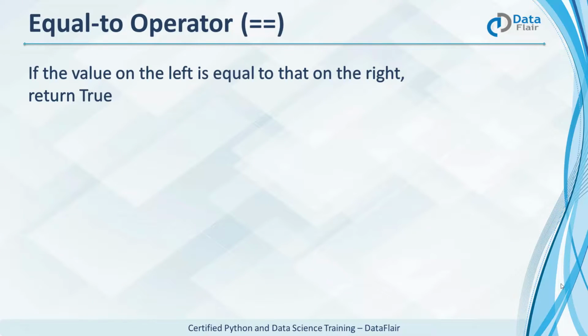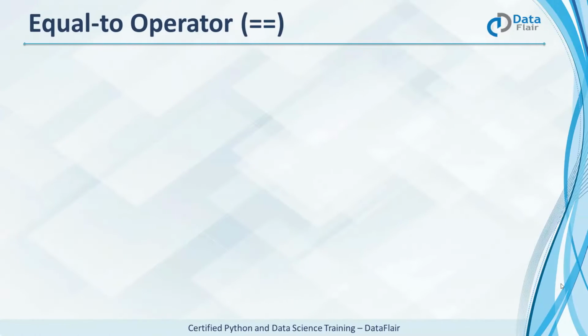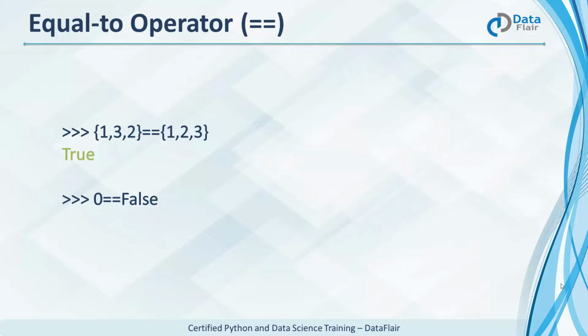Now, the equal to operator returns true if the values are equal. Is 3 equal to 3.0? Yes, it is. Is true equal to 1.1? No, it's not. More examples. Are these two sets equal? Sets are unordered, so yes, these are equal. Is 0 equal to false? False is the Boolean value for 0, so yes, this is true.